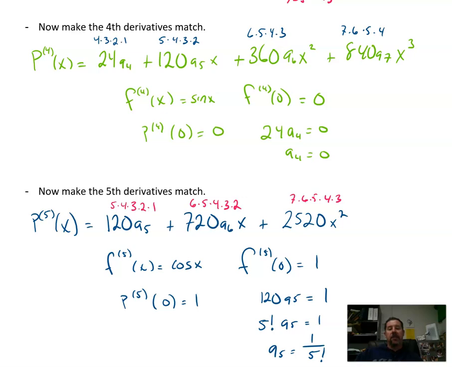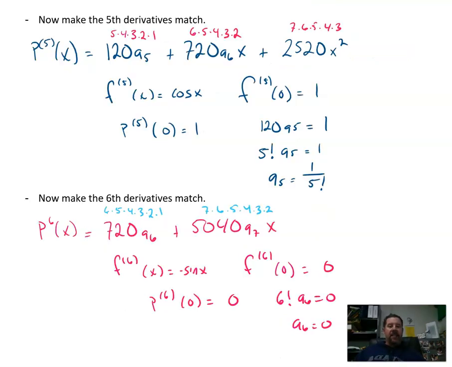All right, now let me go to the sixth derivative. And in this case here, we would make the sixth derivative match. Again, I get the negative sine x for the sixth derivative of the function. F of 0 is 0, so when I plug in 0, I'm going to get a sub 6 is 0.